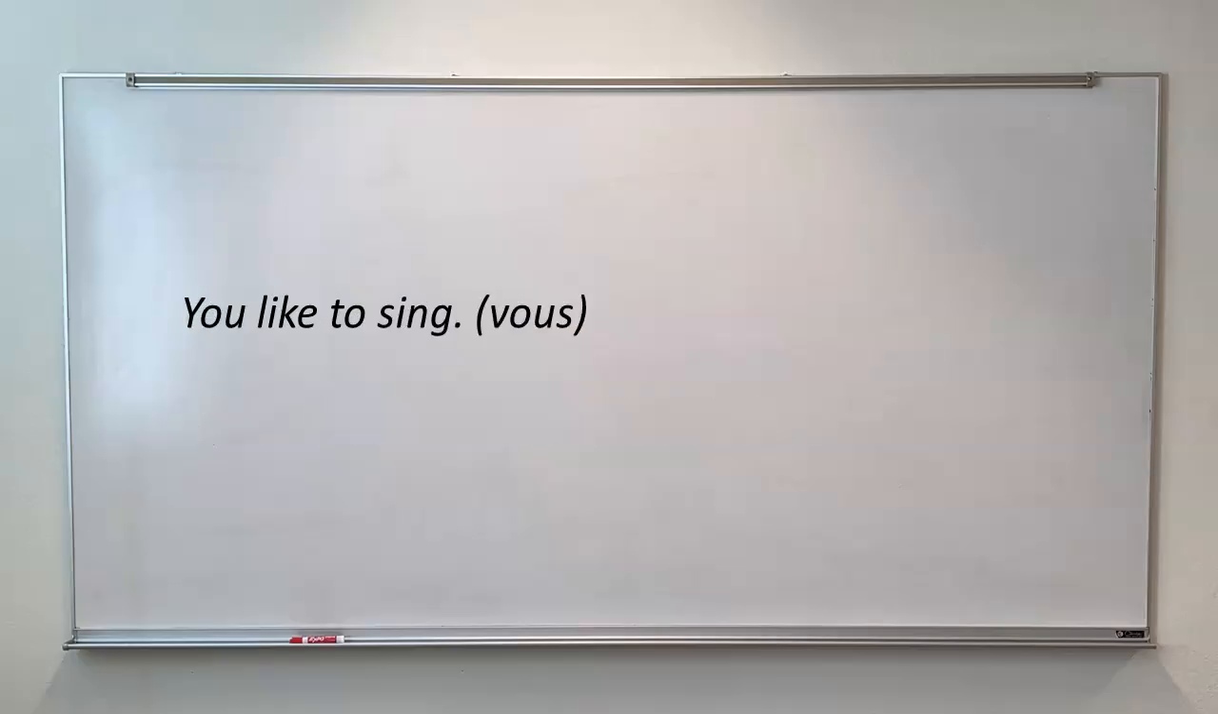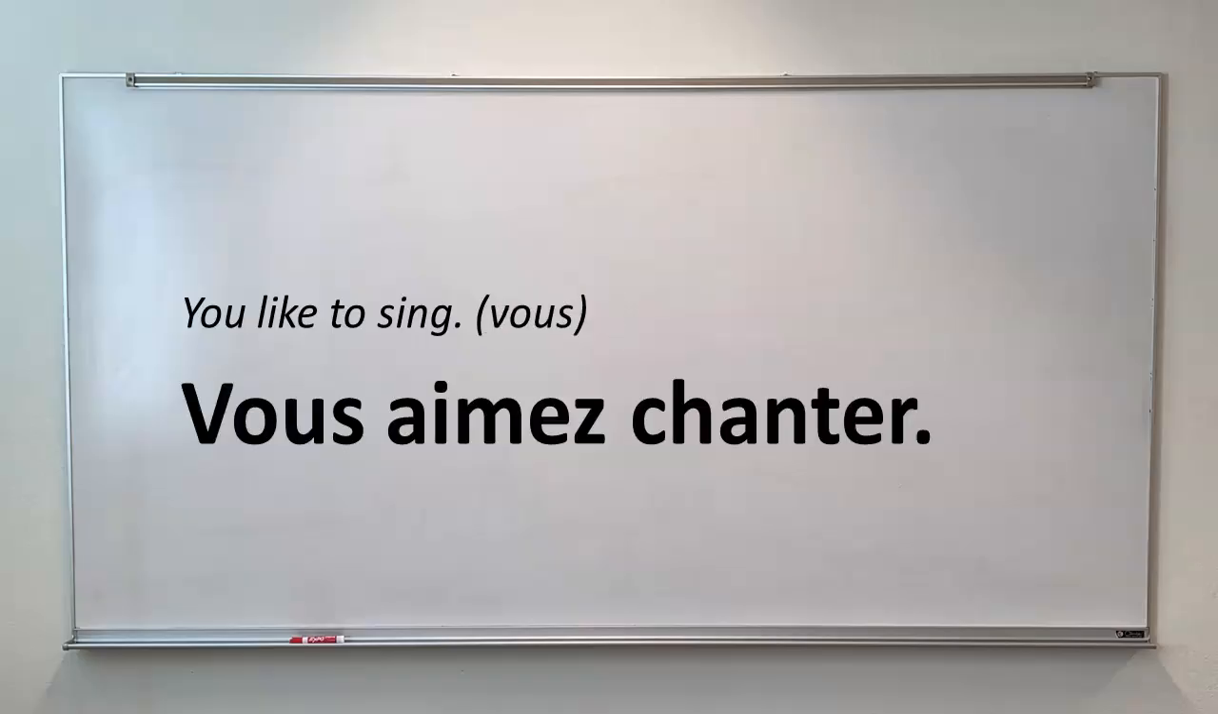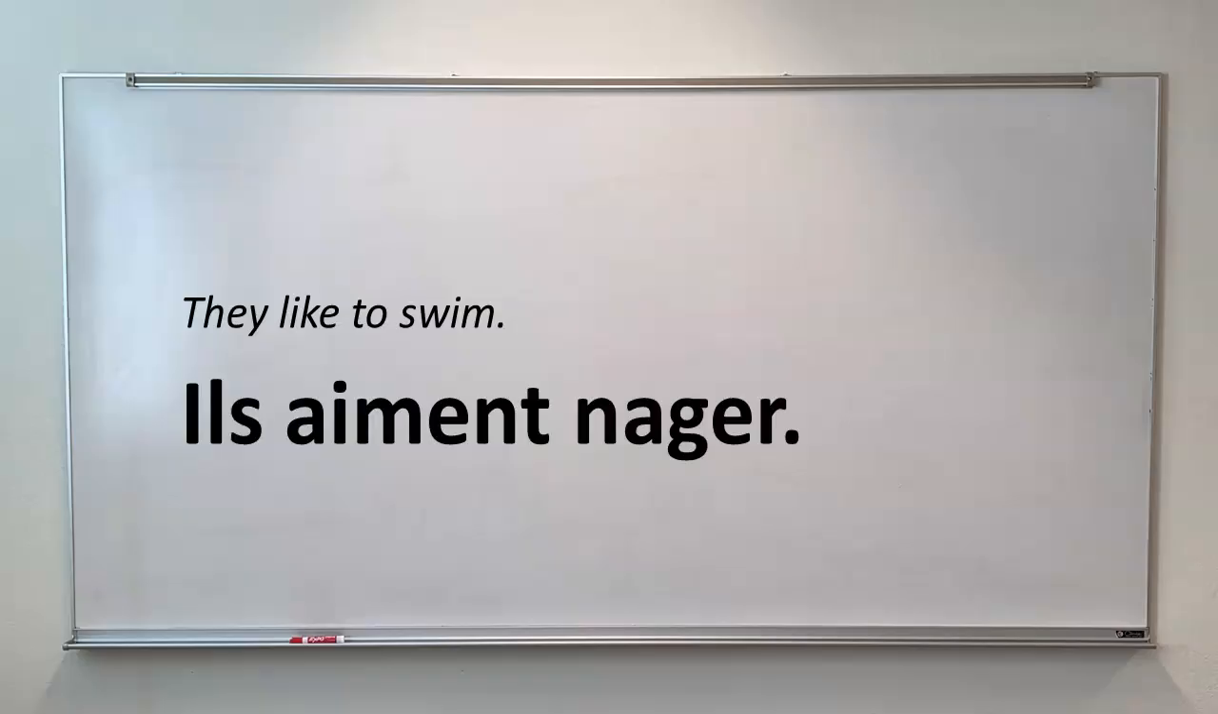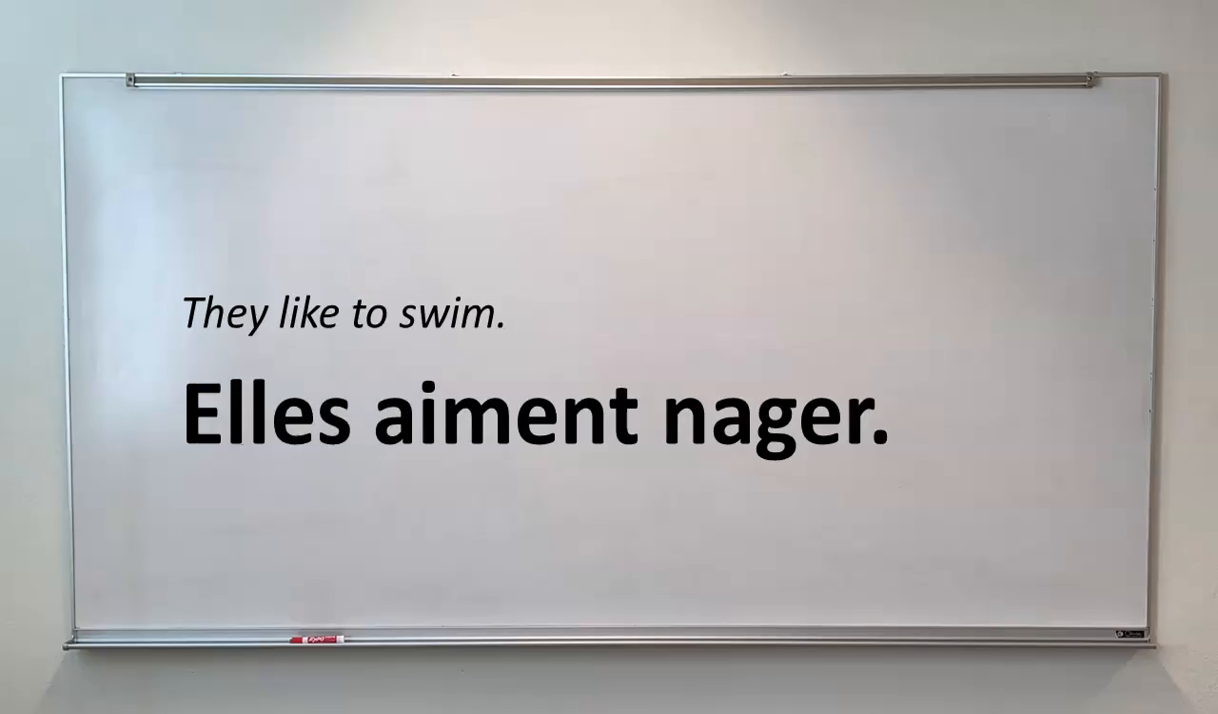Almost done with the quiz here. How do you say you like to sing using vous, the formal you? Vous aimez chanter. They like to swim. Ils aiment nager. Or, elles aiment nager.